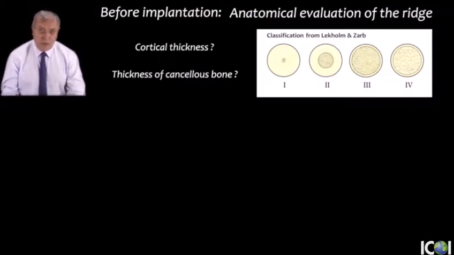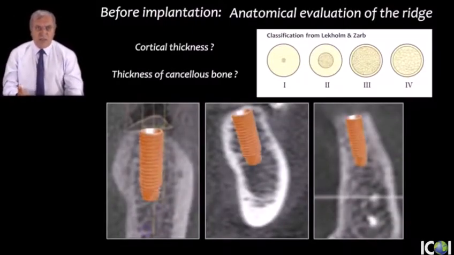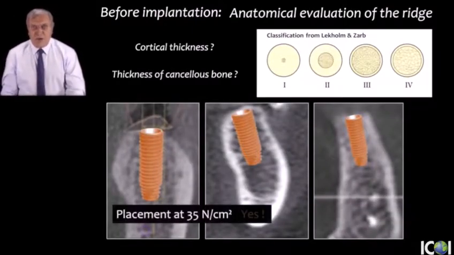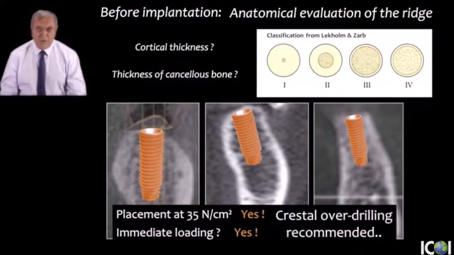If the bone is too dense, reduce the torque. If the bone is not dense, you can increase the torque. In this case, implant placement is safe because the implant is only in trabecular bone. Then you can place the implant with high torque. You can do immediate loading, but don't forget to overdrill the crest.